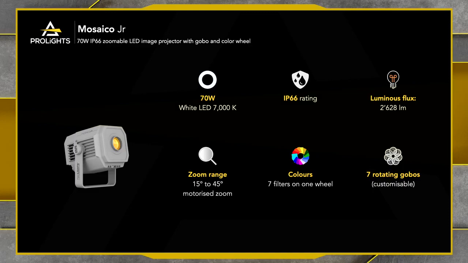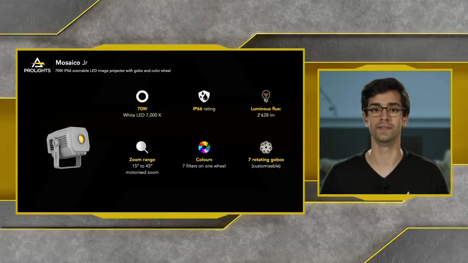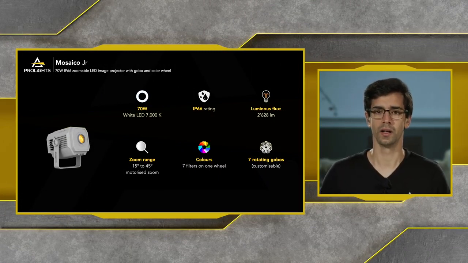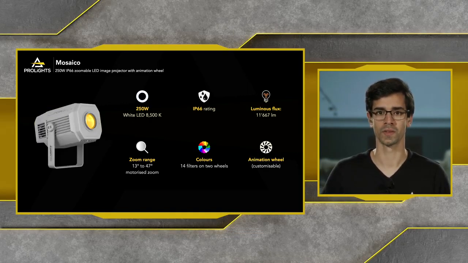We've got 7 filters on one color wheel and 7 rotating gobos, and those gobos can be customizable. So whether you're celebrating Christmas, Easter, or you just want to project the logo of your company onto a building, you can use the Mosaico Junior for any application, with customizable gobos, to project onto your building facade, the park, or whatever object or landscape you want.